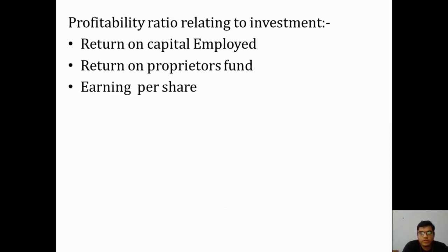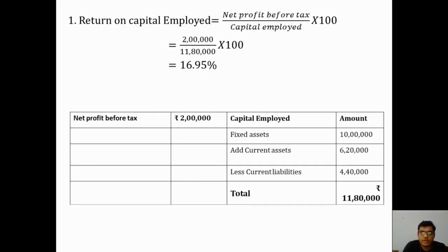So the next sort of ratio is profitability ratios related to the investments. In this problem we can calculate three ratios, that is return on capital employed, return on proprietor's fund and earnings per share. What is return on capital employed? The formula for this is net profit before tax divided by capital employed into 100.